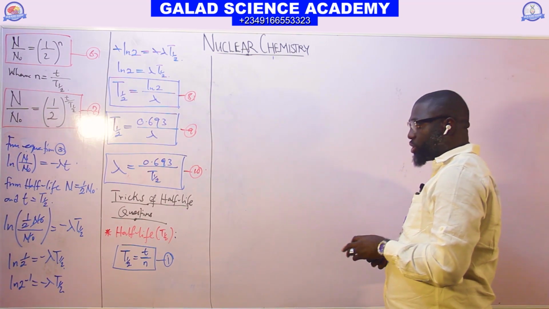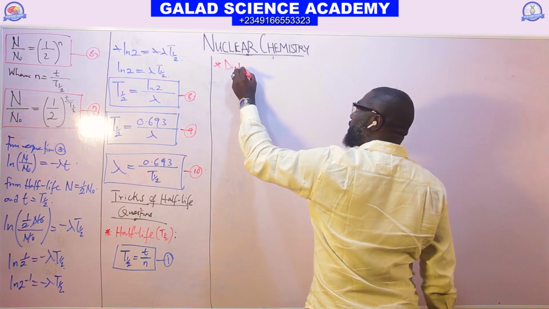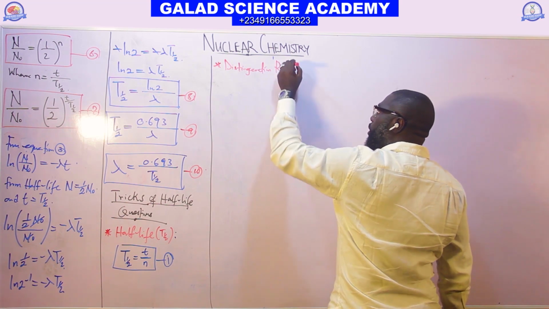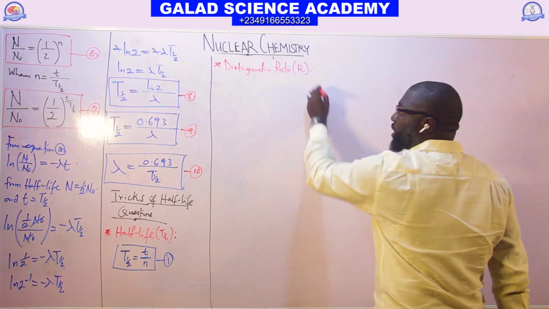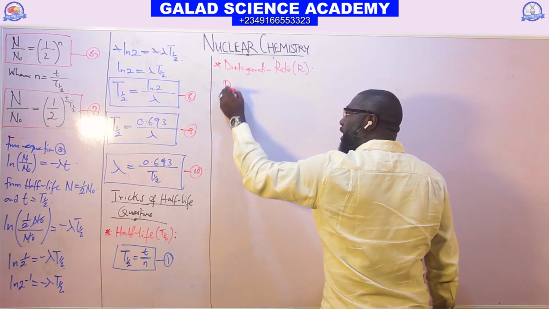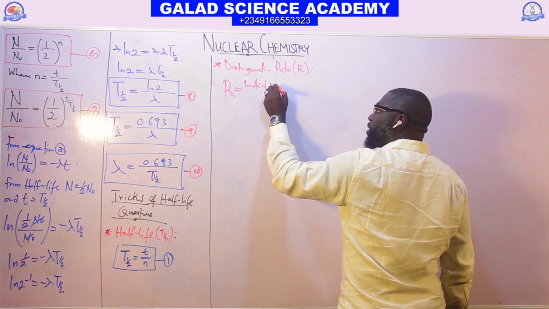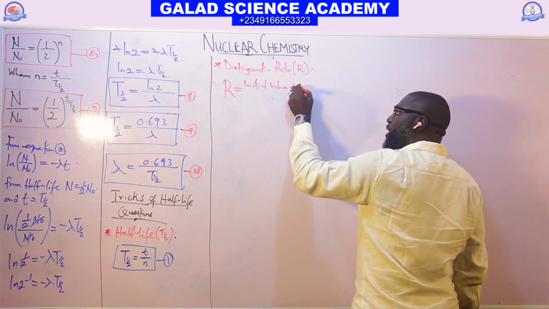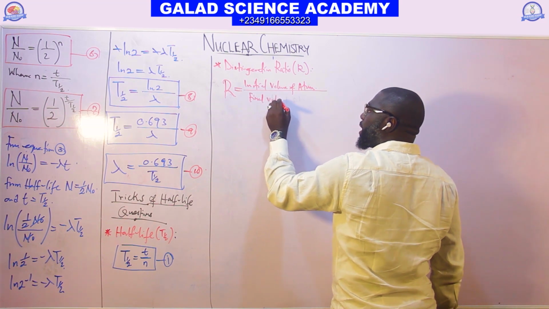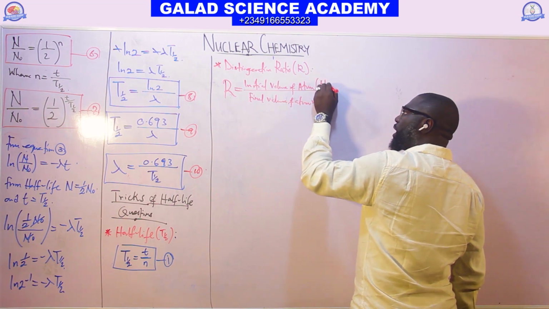And the next one is the disintegration ratio. The second one, I can say, is the disintegration ratio, which I call R. This disintegration ratio is the ratio of the initial value of atom to the final value of atom remaining. This one is called N0.